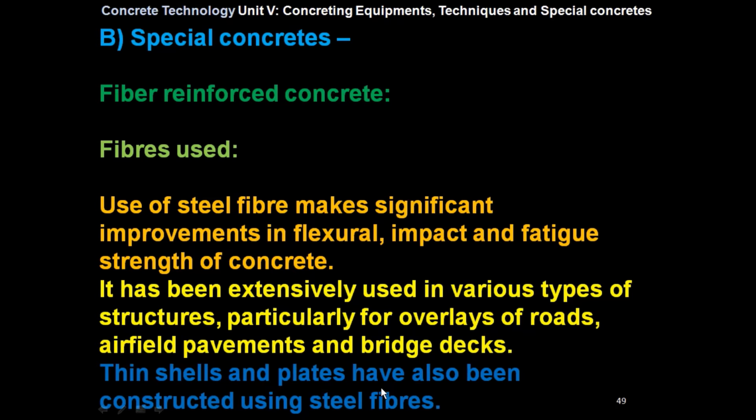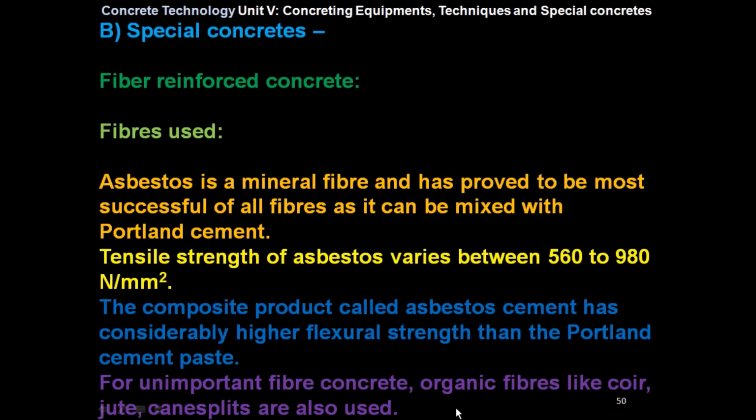Thin shells and plates have also been constructed using steel fibers. Asbestos is a mineral fiber and has proved to be most successful of all fibers, and it can be mixed with Portland cement. Tensile strength of asbestos varies between 560 Newton per millimeter square to 980 Newton per millimeter square or megapascal. The composite product called asbestos cement has considerably higher flexural strength than the Portland cement paste.